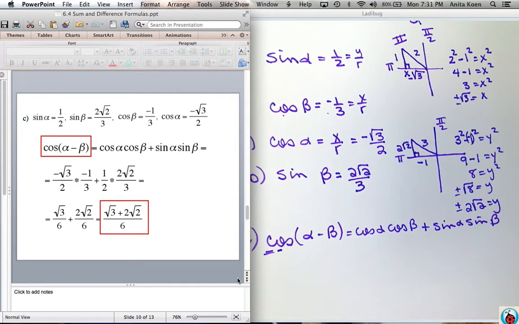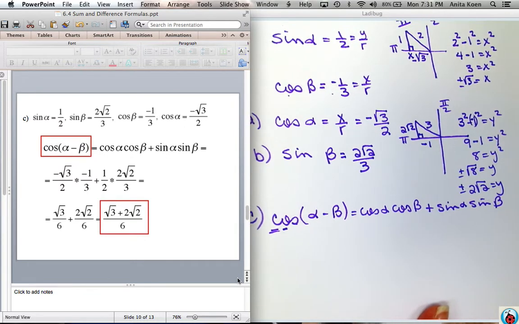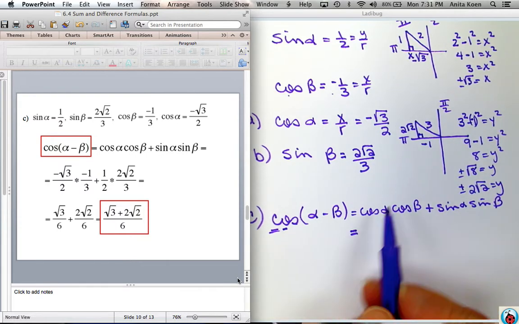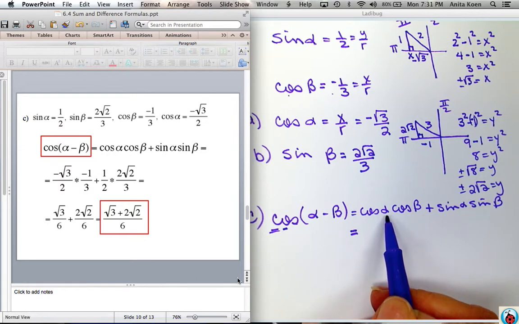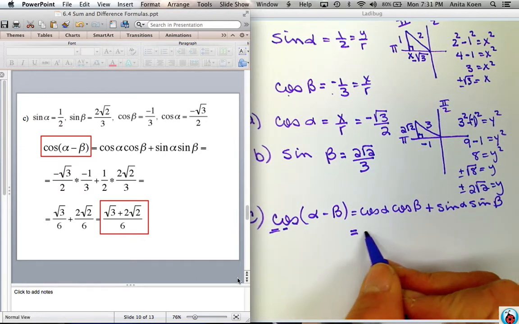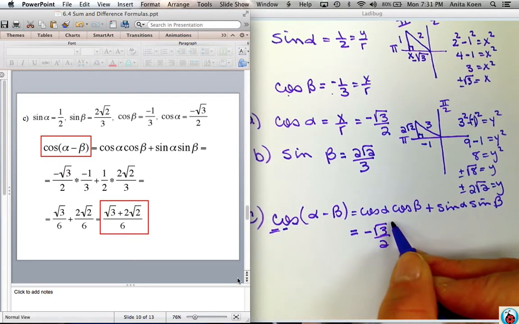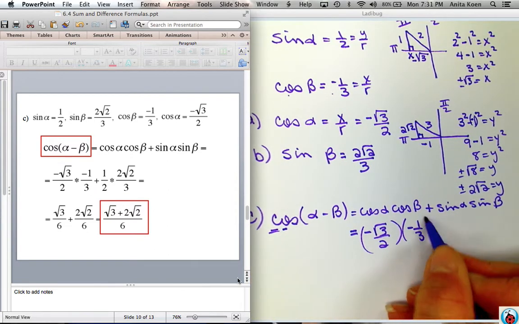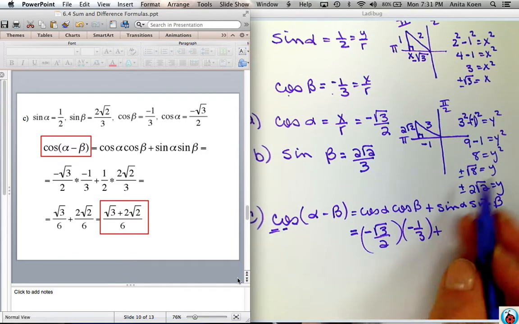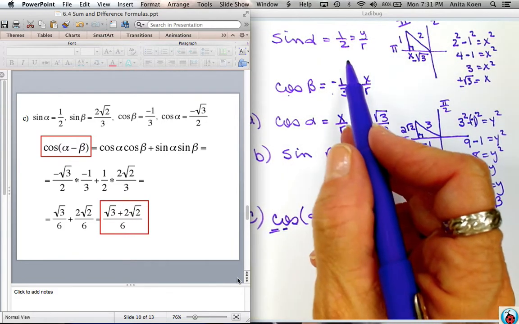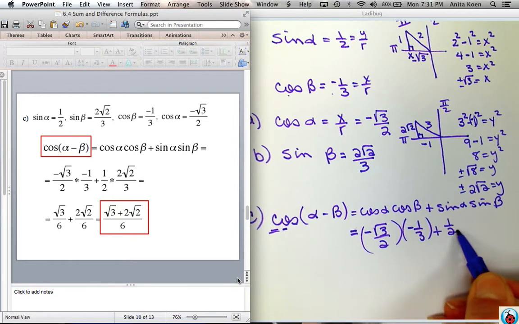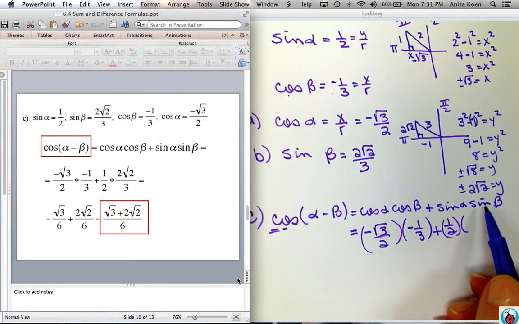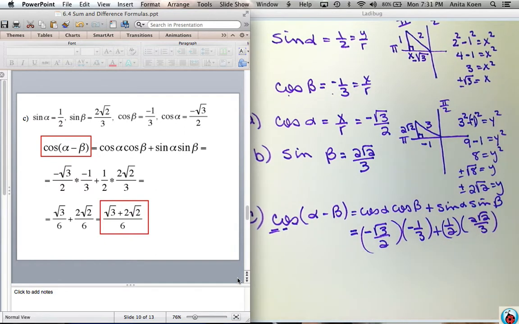Okay, so slide that up just a little bit. I don't want it to get too far away. Okay, now all I have to do is plug into my formula. The cosine of alpha is negative square root of 3 over 2. The cosine of beta is negative 1/3. Plus the sine of alpha is 1/2. The sine of beta is 2 square roots of 2 over 3.